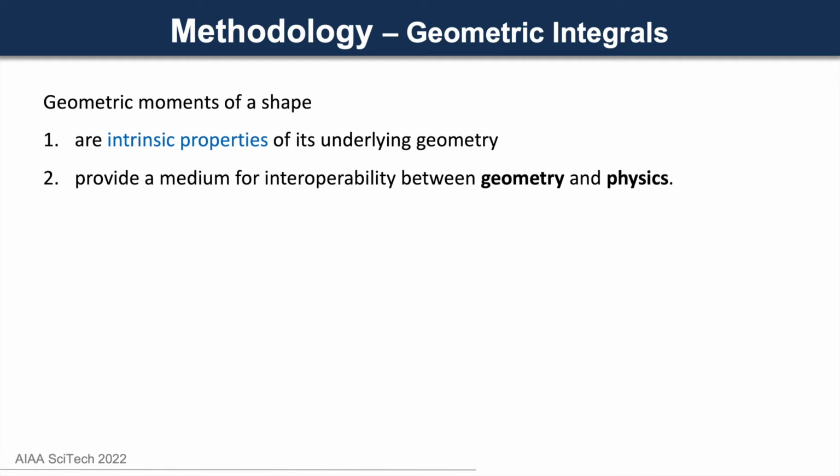So, what are geometric moments of a shape? Geometric moments of shape are the intrinsic properties of any geometry, and more importantly, they act as a medium for interoperability between the geometry and the physics. And this was the key point for us to use these moments, or to see if these moments can be used to complement the physics, specifically to drive the sensitivity of the parameters.